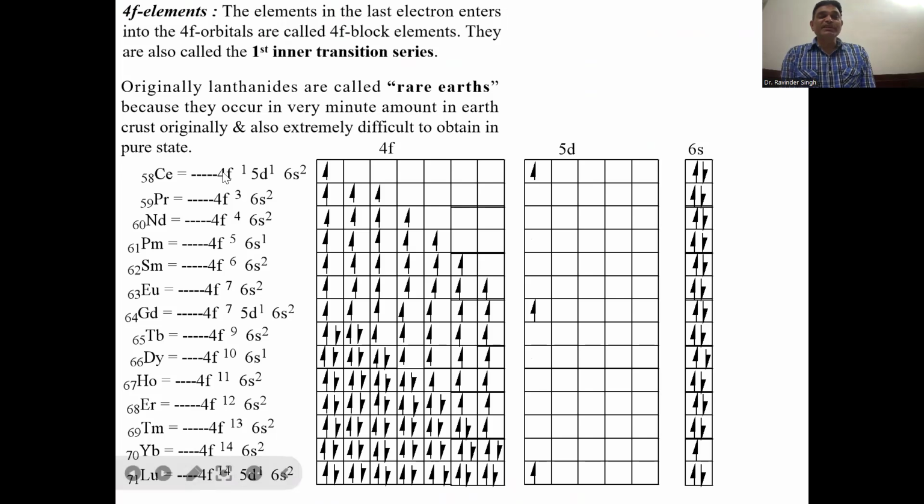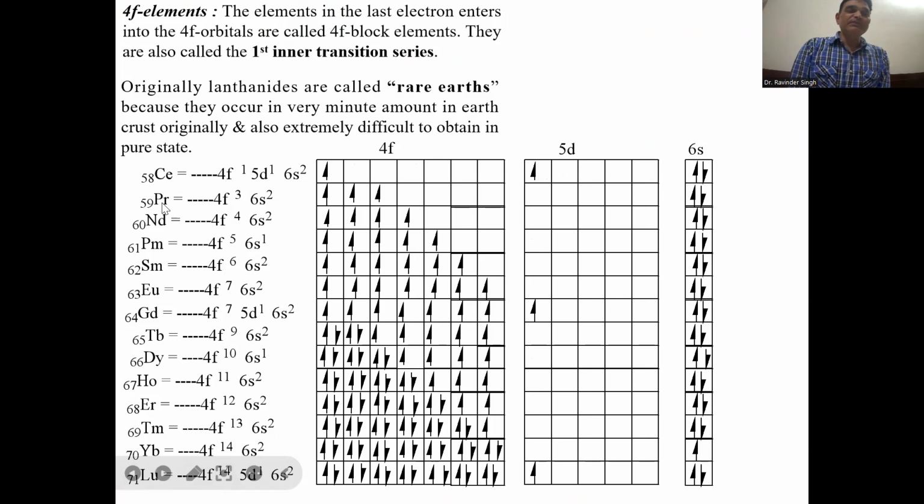So the configuration for cerium is 4f1. You can see here 4f1 means that electron is the last entered electron in the configuration. That's why they are called the f block elements, 4f block elements, because the last electron enters the anti-penultimate subshell. The valence shell here is 6s. Just inner to it, the penultimate position, is 5d, and just inner to it, the anti-penultimate position, is 4f. That's why we say in the definition that the last electron enters the anti-penultimate 4f subshell. So the configuration for cerium is 4f1, 5d1, and 6s2.